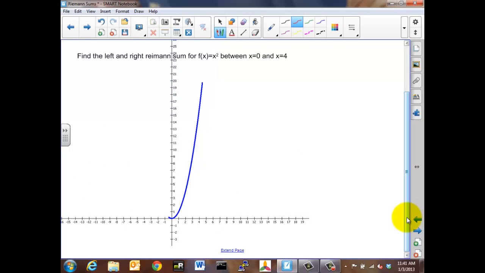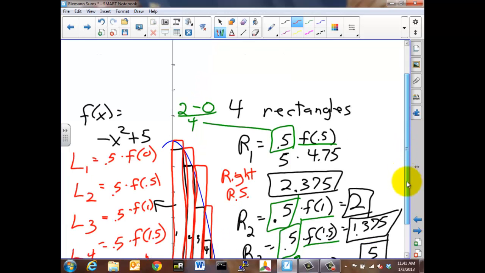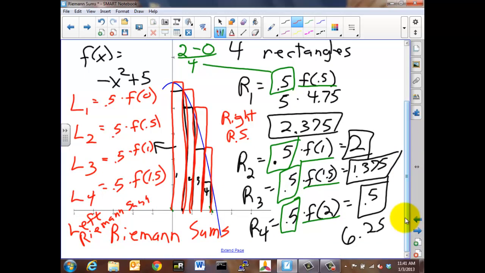Find the left and right Riemann sums for x squared between 0 and 4. Yes, ma'am. Why is the bigger value called the left Riemann sum, but the smaller value is called the right Riemann sum? Okay, and that is not something that's always true.